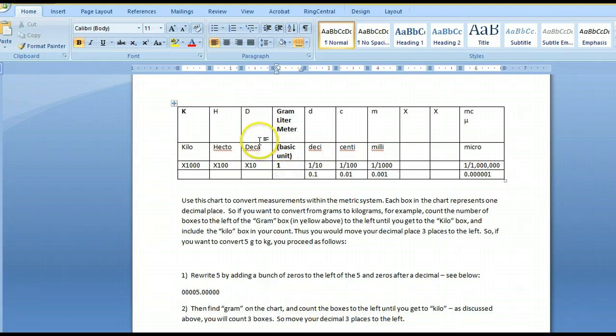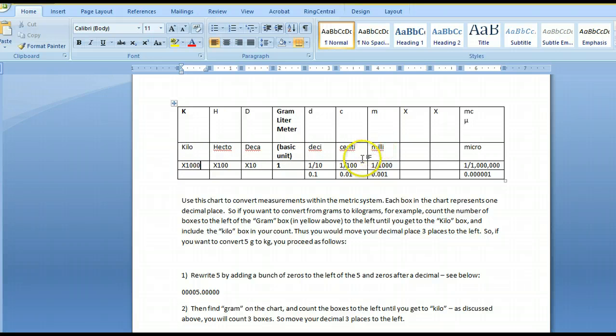To the left of the basic unit are multiples of that unit. So 10 times the basic unit would be given the prefix deca. If we're talking about weight, a decagram would be 10 times a gram. Hecto means 100, so a hectogram would be 100 times a gram, which means there are 100 grams in 1 hectogram. Kilo, you all have heard of kilograms? Kilo means 1,000. So a kilogram is 1,000 times a gram, or there are 1,000 grams in 1 kilogram.